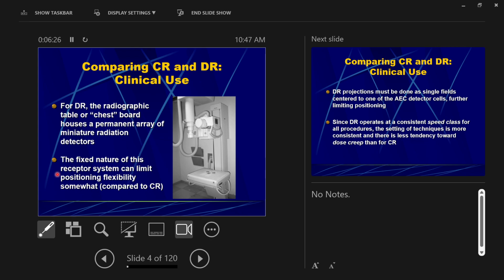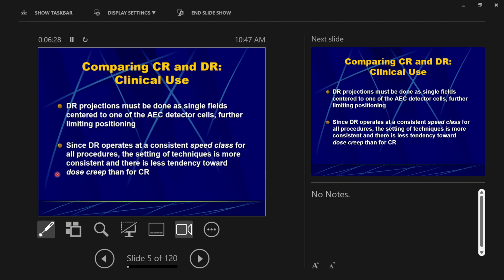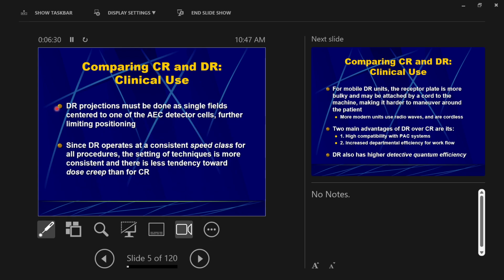Another comparison difference is, how many of you who have CR, where you actually take the plate to the processor, take multiple projections on one plate? Does anyone do that? Let's start with Taylor. What's one advantage of doing that? Well, it's all on one thing, so you don't have to go back and forth. Yeah, so you only process the plate one time.